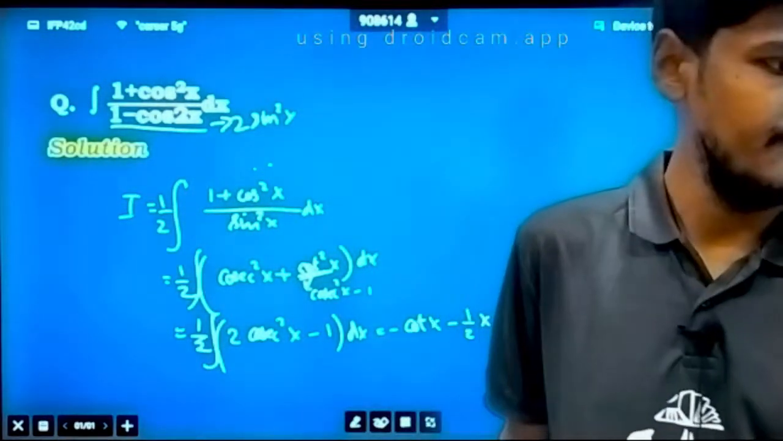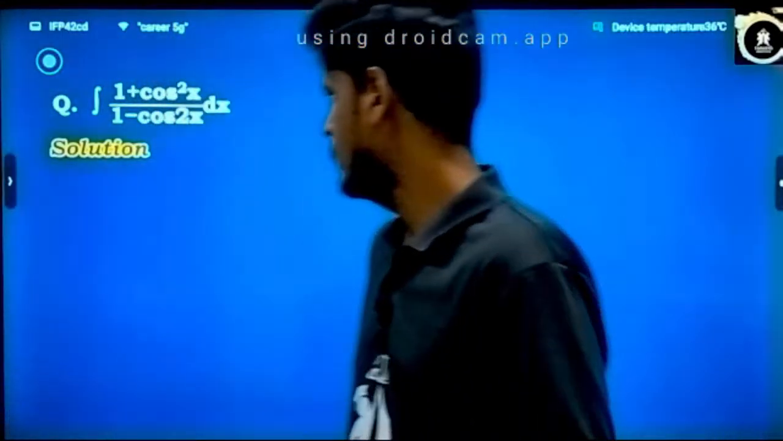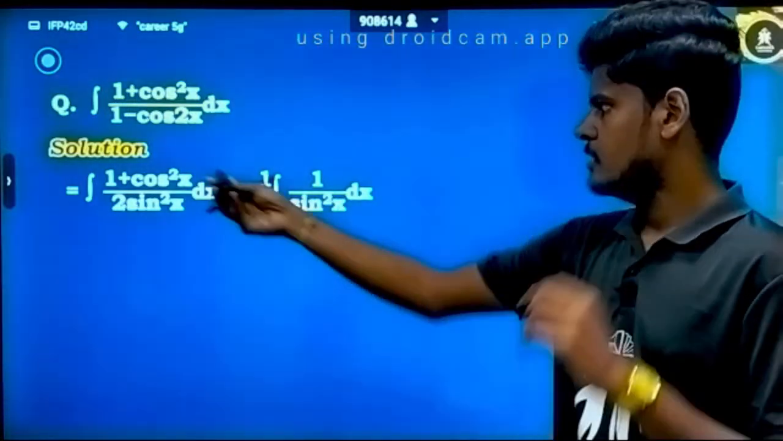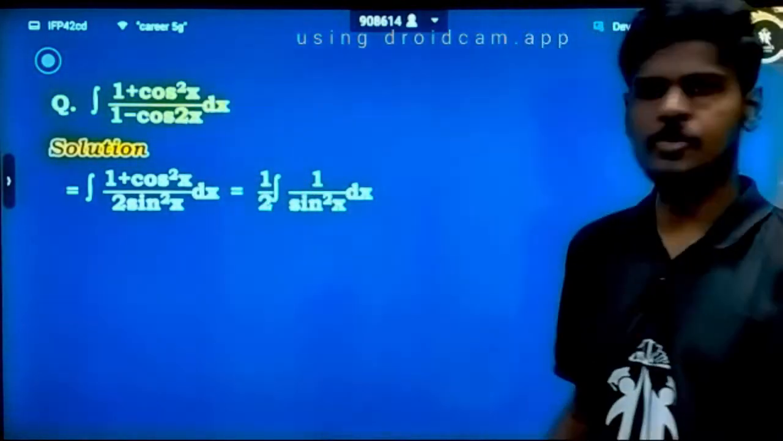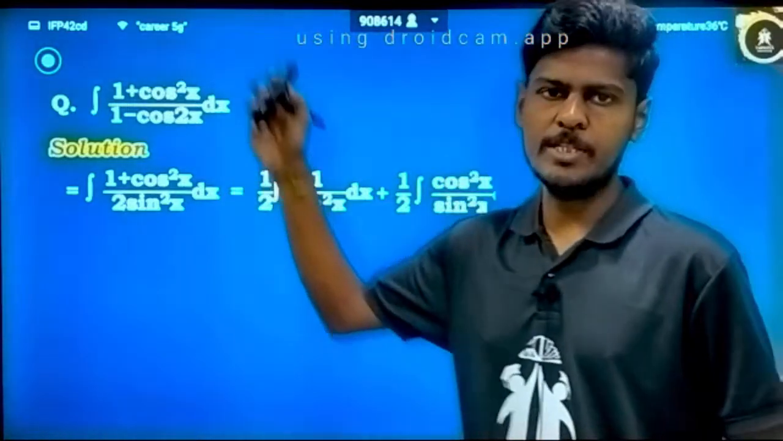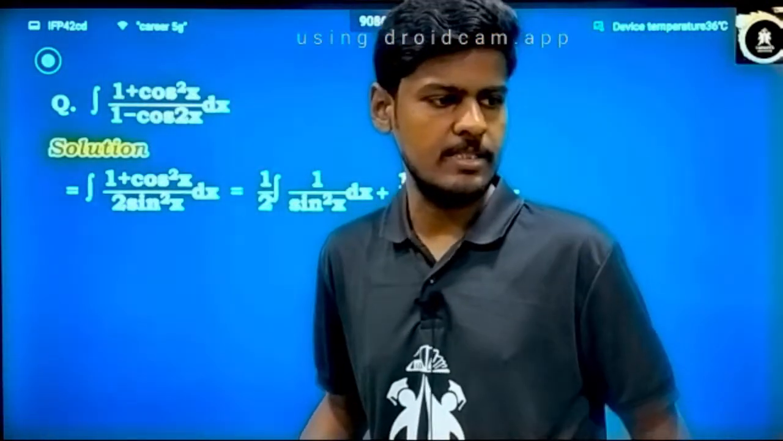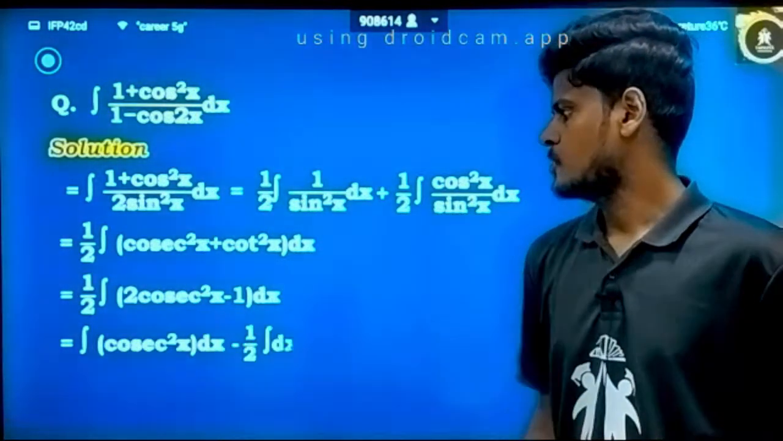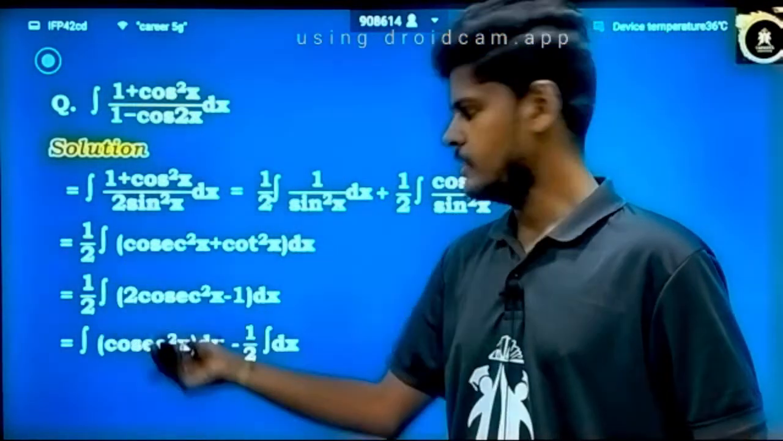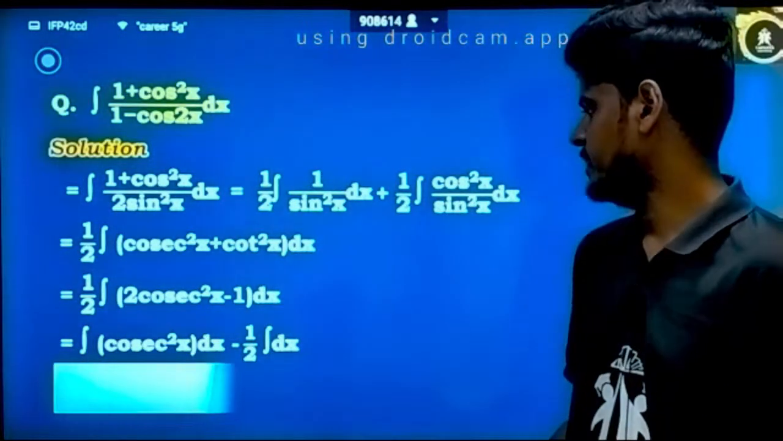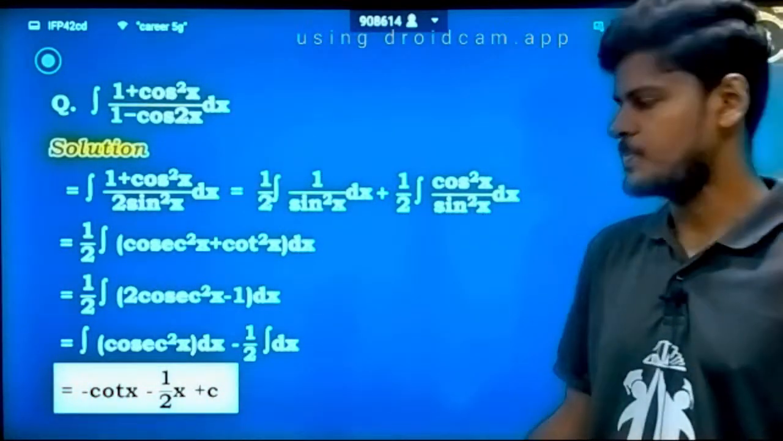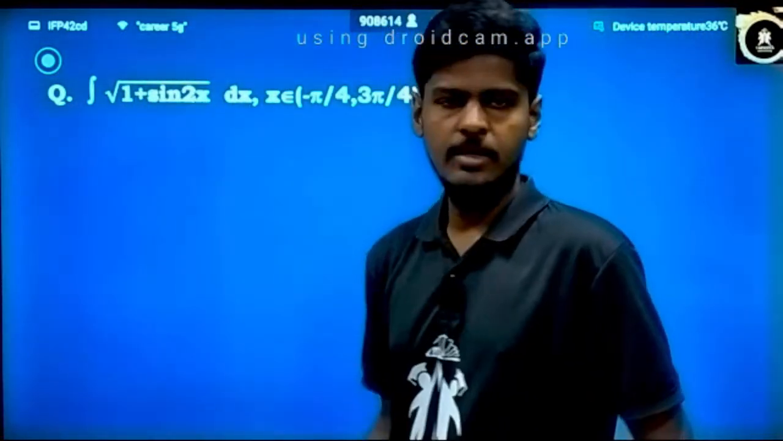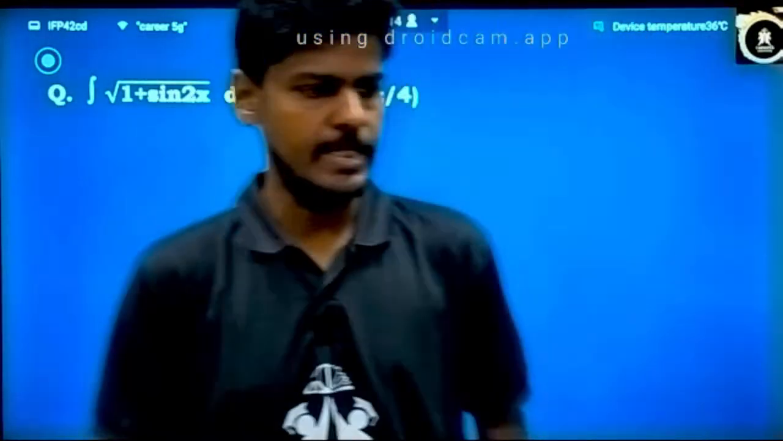Easy questions now. So we will first simplify the given expression so we can easily integrate. Our purpose is to convert this into standard integrals. So 2 times cosecant square minus 1 integral will be this one. Easy. Minus cot x minus x by 2 plus c. Next question is integral of root of 1 plus sin 2x dx.